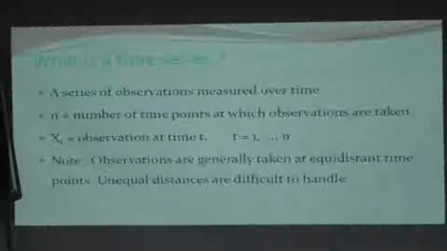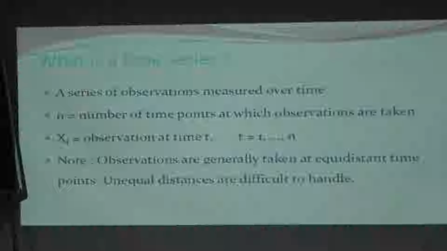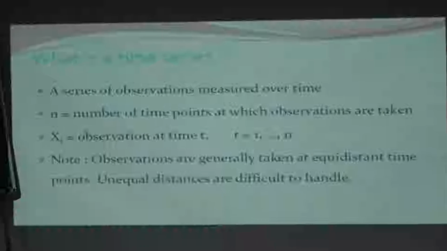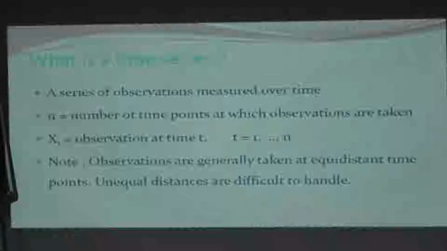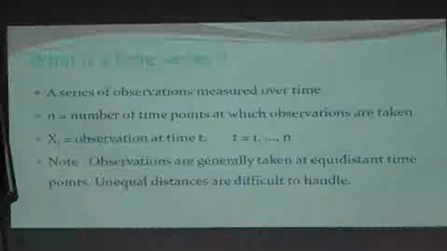It's basically a series of observations measured over time. Okay, it's a simple, straightforward way of saying it. And we'll start by assuming that n is the number of points at which observations are taken, and xt is the observation at time t, t running from 1 to n, of course.